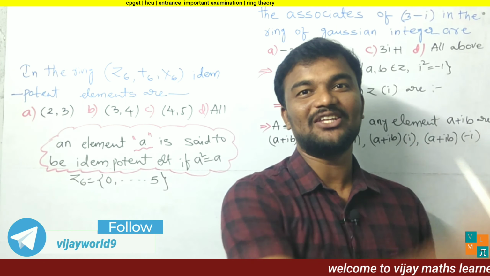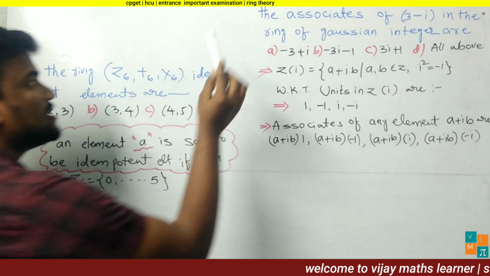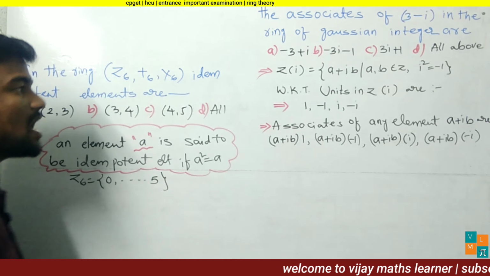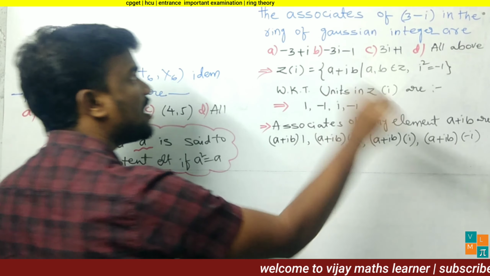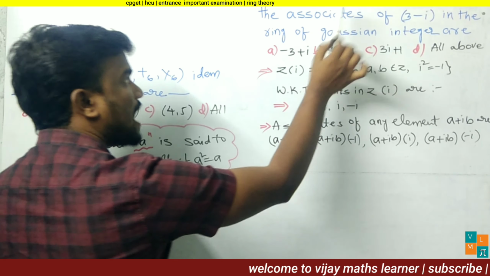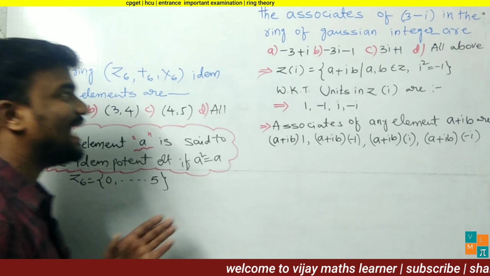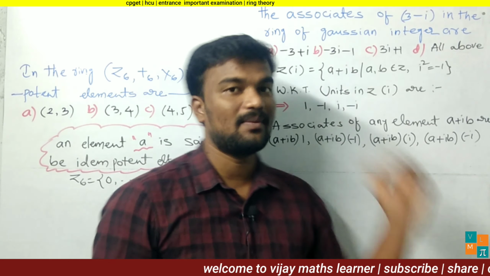Now let's have a look into today's session. Now see the first problem, what is given. The question: the associates of an element 3 minus i in the ring of Gaussian integers are. Here we have to find the associates of the element 3 minus i.